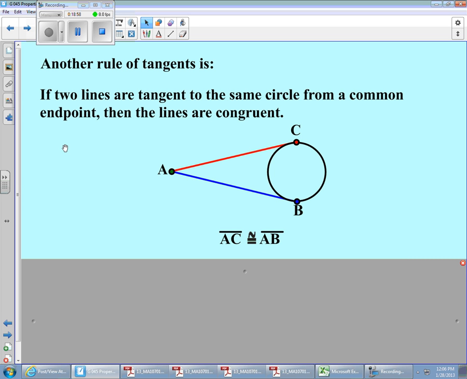If you're standing at a common endpoint, it does not matter which direction you go as far as a point of tangency. It's going to be the same distance either direction. So that is all that this rule states. And I'm not even going to waste your time with an example of that, because whatever one length is, the length from A to C is going to equal the length from A to B. No big deal. The assignment is a worksheet that goes along with these tangents, and that is all for today.